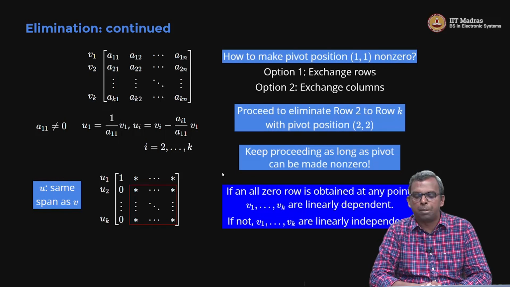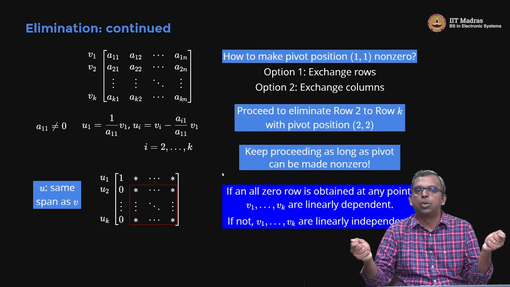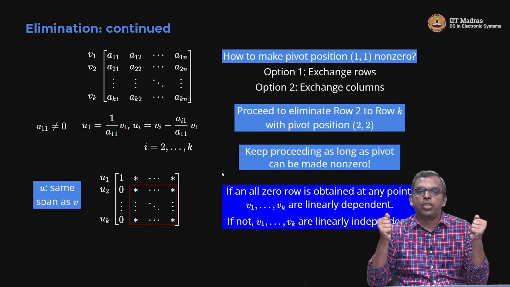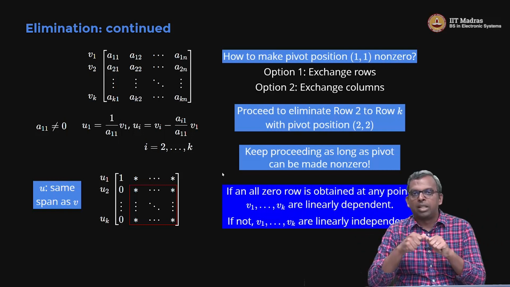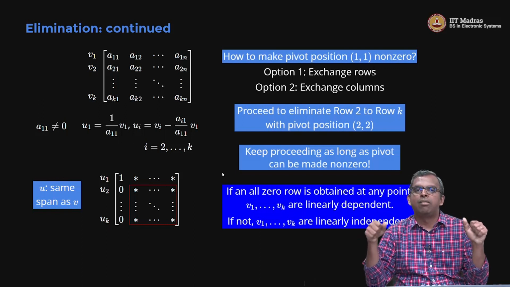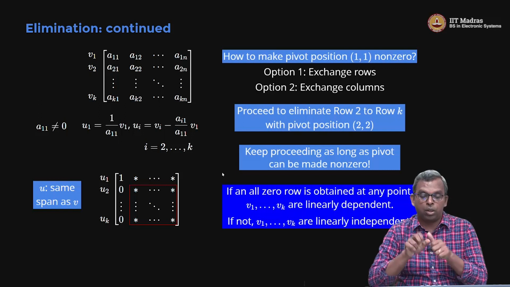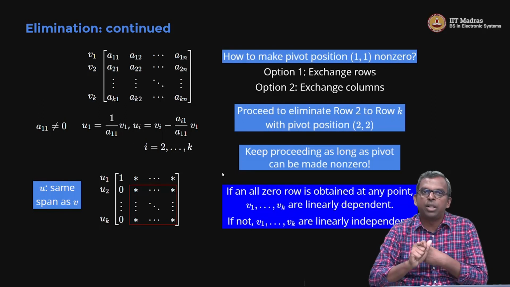So we'll talk about this a little bit later as we go along also. So at any point, if you got an all 0 row, you can determine that V1 to Vk were linearly dependent. Otherwise, if you never got an all 0 row, you went all the way down to k with every row being non-zero, you could find a pivot throughout, then you have a linearly independent set of vectors. So clearly, this is a very powerful method, right? Elimination is helping you determine whether a set of vectors is linearly dependent or linearly independent.